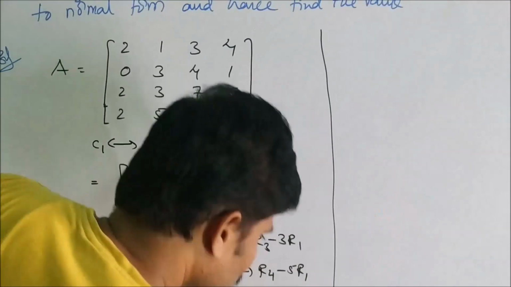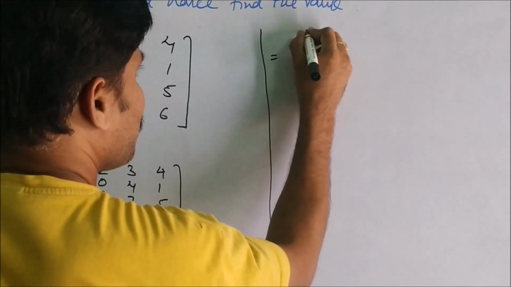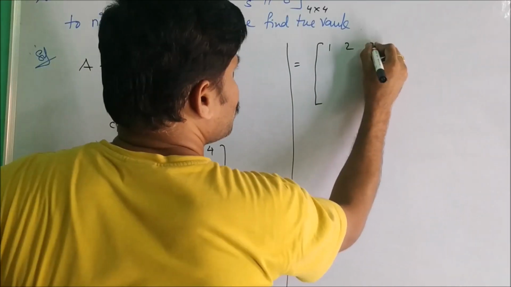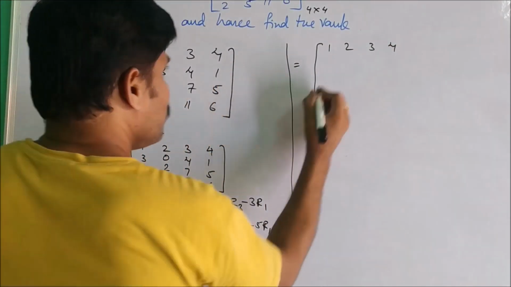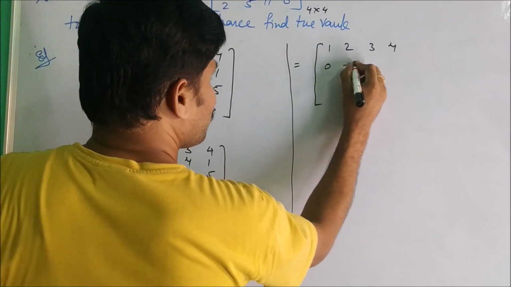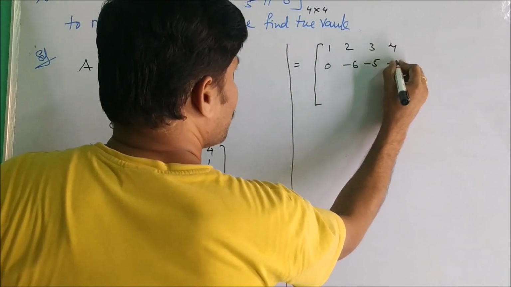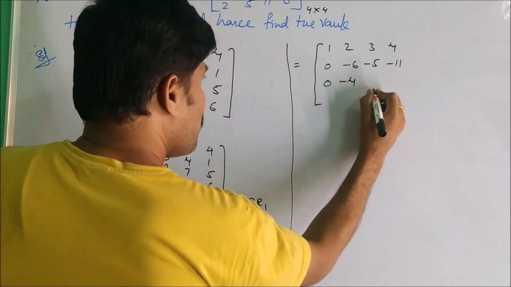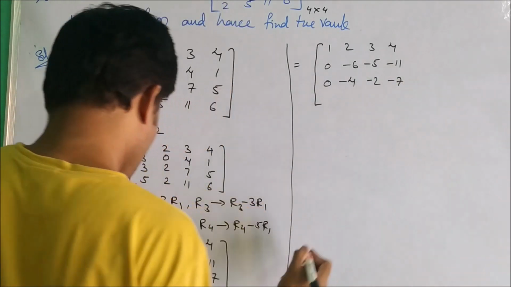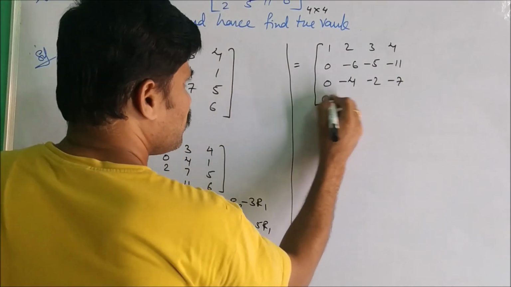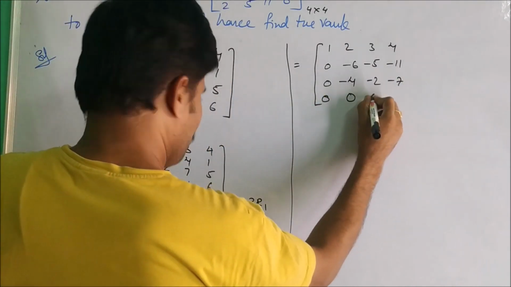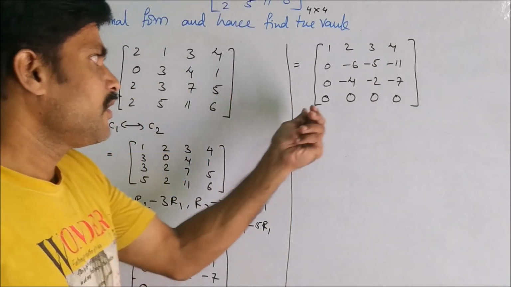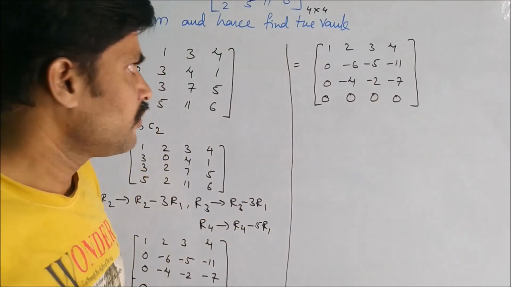This will be a 0 row. So here the resultant matrix is: the first 3 rows do not change, 1, 2, 3, 4; 0, minus 6, minus 5, minus 11; and 0, minus 4, minus 2, minus 7. Next, this is 0, this is 0, this is also 0, this is also 0. So here the last row will be a 0 row.